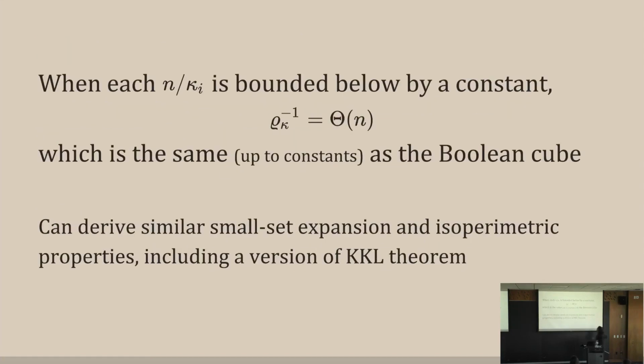Okay, so I just said that if we consider the case where the multislice has the same number of colors in each element, then we can get some small set expansion that has, up to a constant, the same expansion properties as the hypercube, and it also has various other isoperimetry properties, like a version of the KKL theorem.